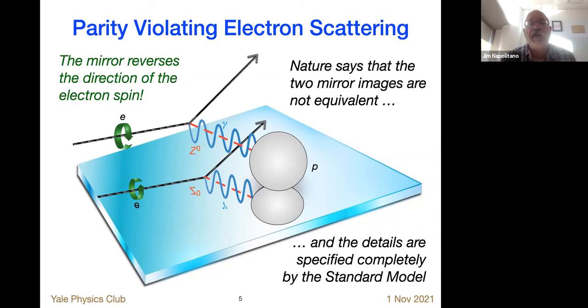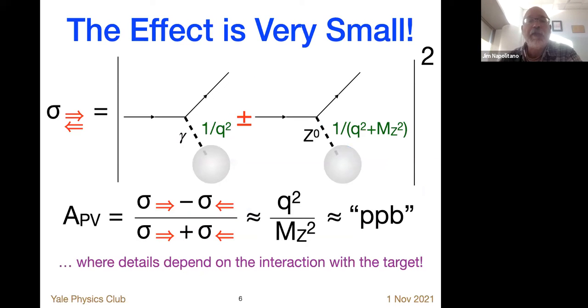Now, you'll all likely remember that if you take something that has a spin, like an electron, and you look at the same scattering process in a mirror, the momenta don't change. They all just go in the same direction, but the spin reverses. So if those two processes that are drawn here, the one in the real world and the one in the mirror, are not the same, then that's called parity violation. It's now pretty well understood. And in fact, the details of how this works are completely specified to arbitrary precision by the standard model. So we're going to be making use of this in the stuff that we're going to talk about today.